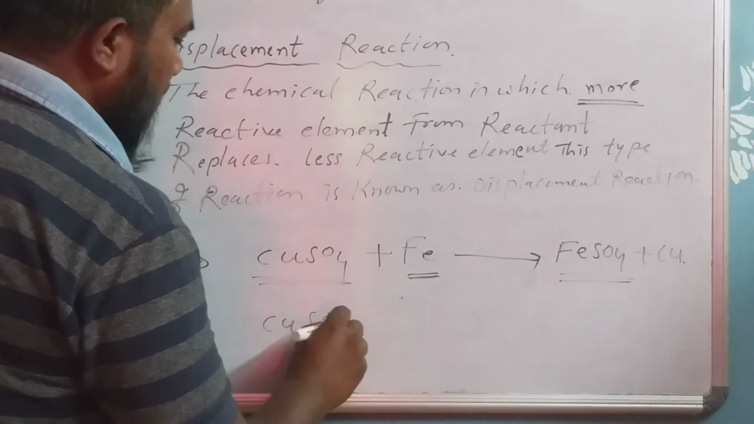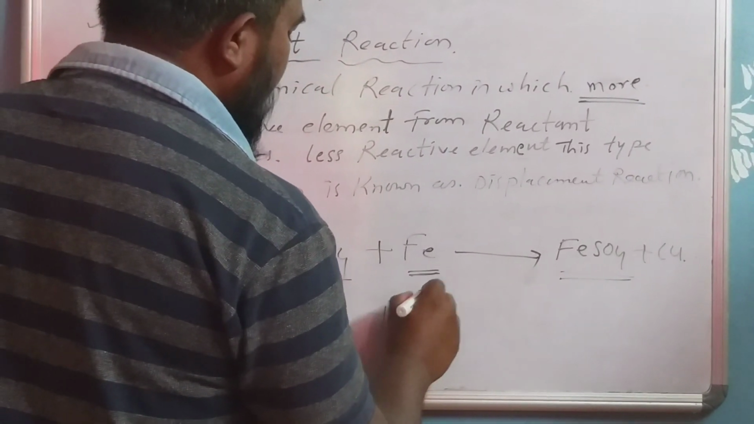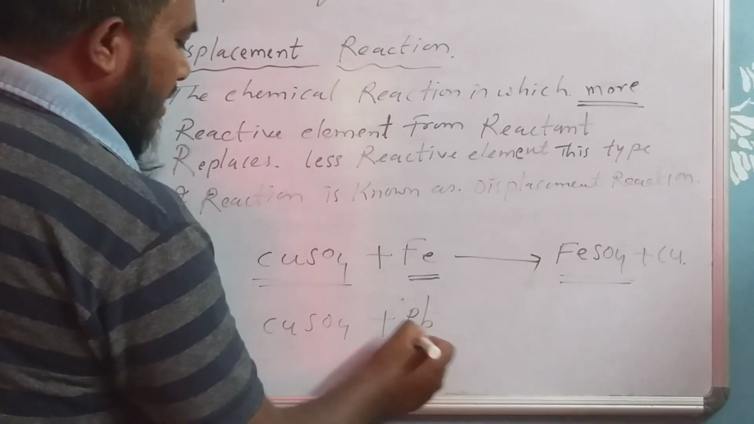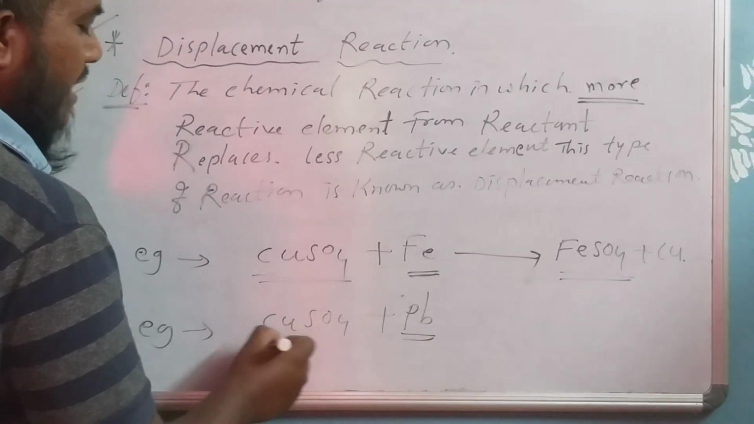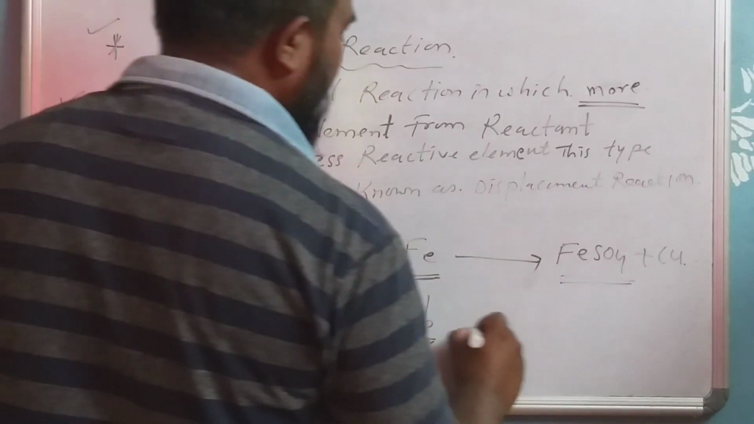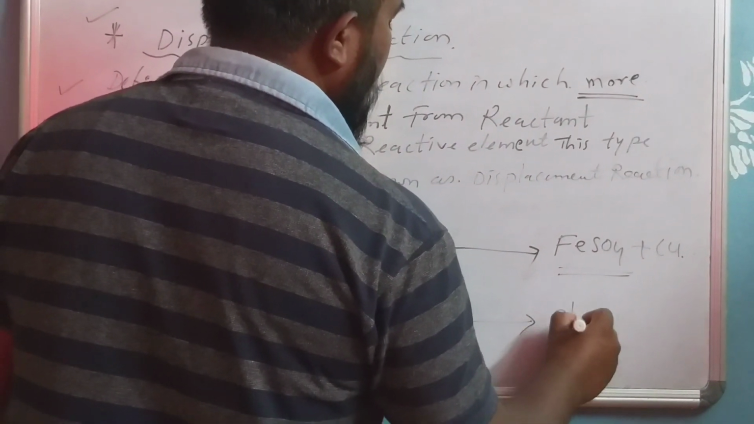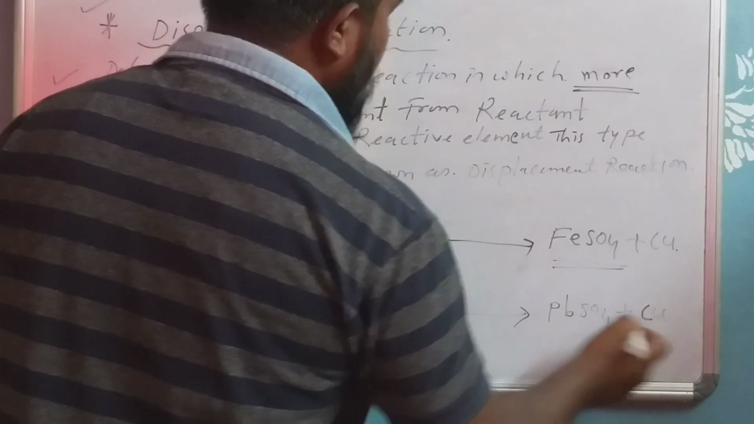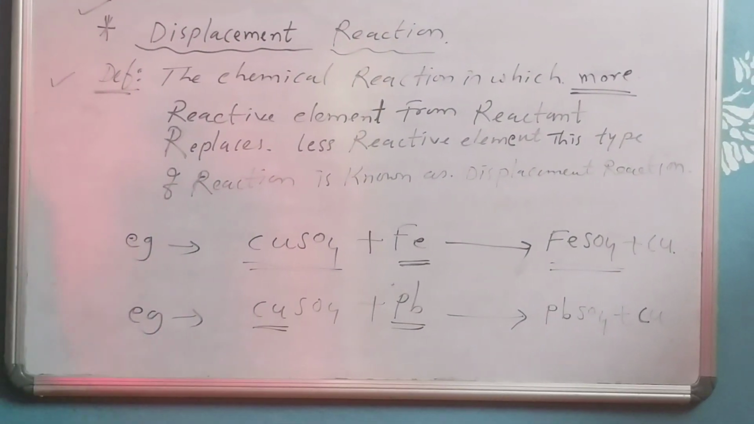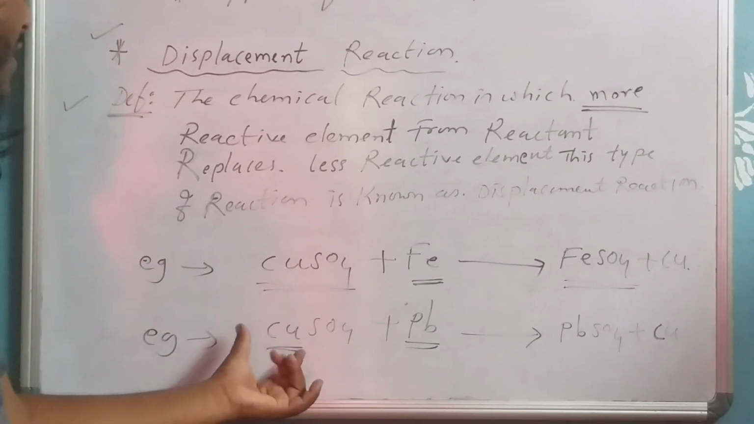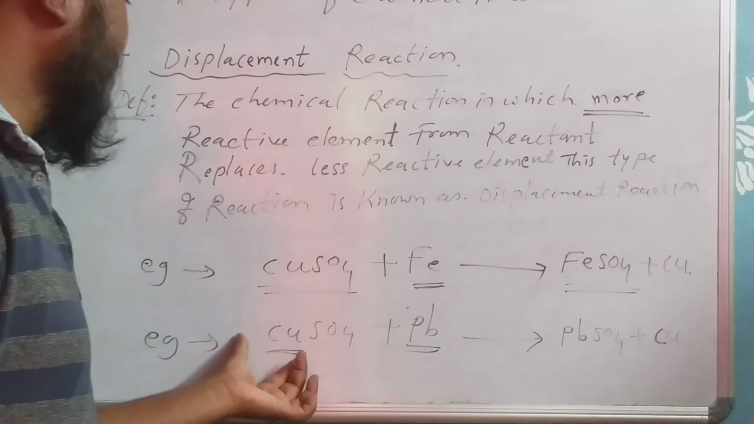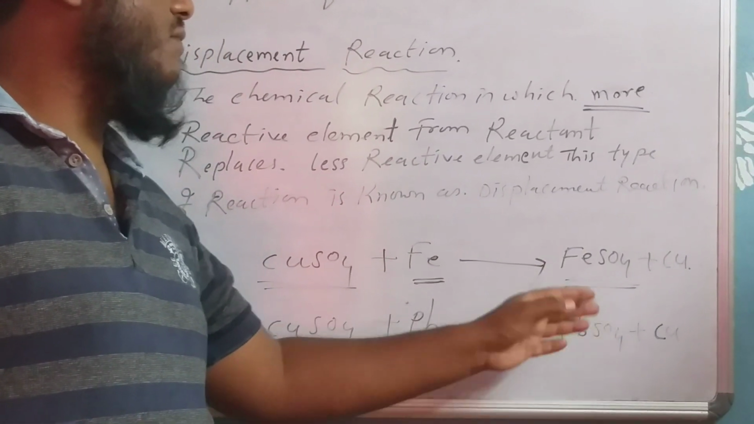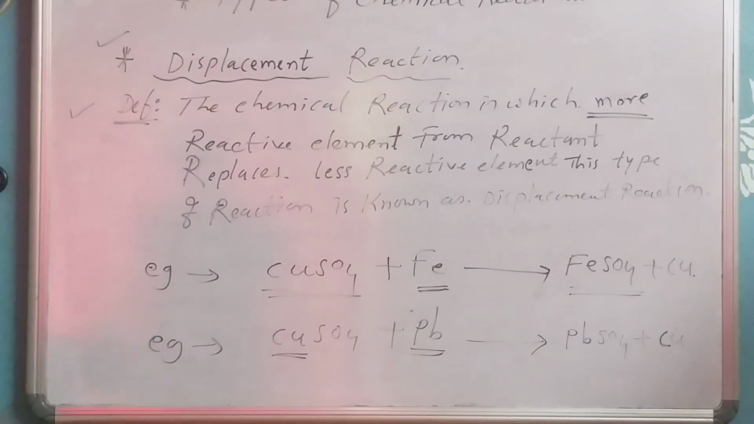Now, another example is CuSO4 plus Pb. Pb means lead. Lead, Pb, is also more reactive than copper. It will give PbSO4 plus Cu. That means a more reactive element replaces a less reactive element in the reactants and forms a new compound. It is called a displacement reaction.